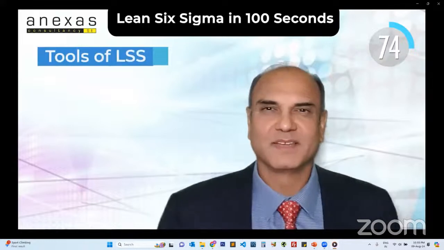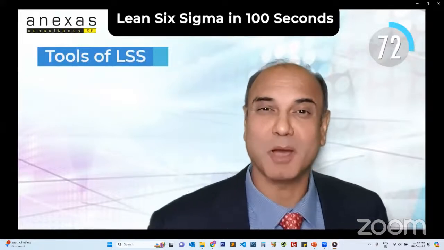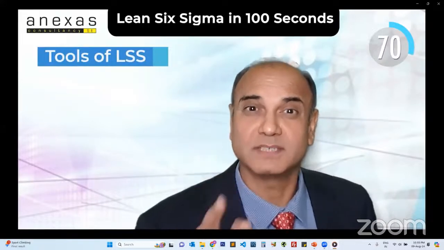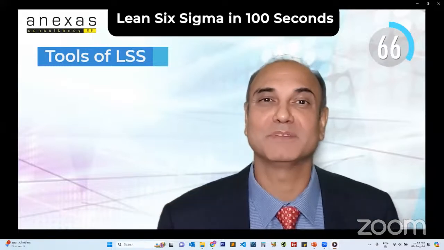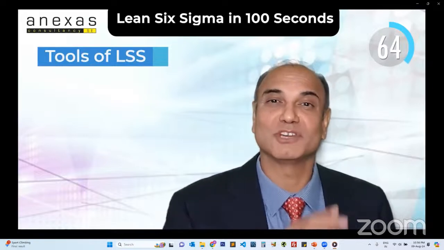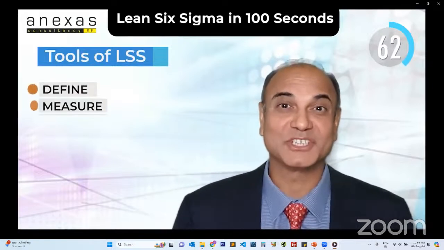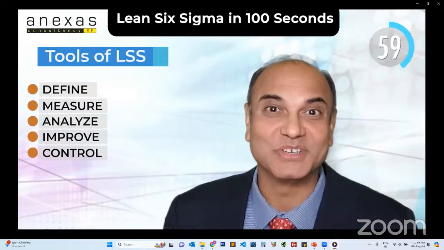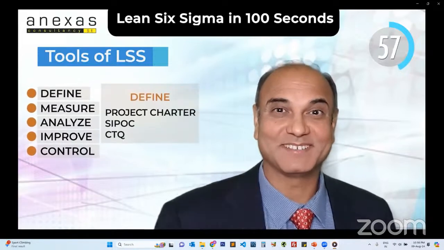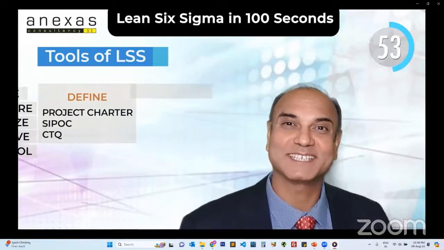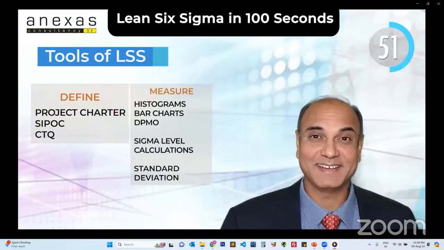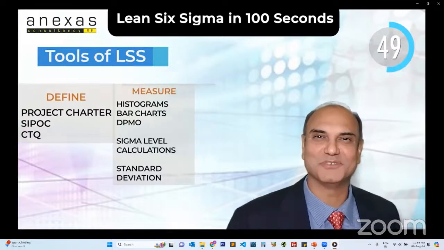Here, we convert the improvement opportunities in the organizations to projects and train people like you who are working in these processes as green belts and black belts who execute those projects in 5 phases: define, measure, analyze, improve, and control. In define phase, we set the direction for improvement by writing a problem and goal statement and forming a project team. In measure, we collect the data and understand how the process is performing.